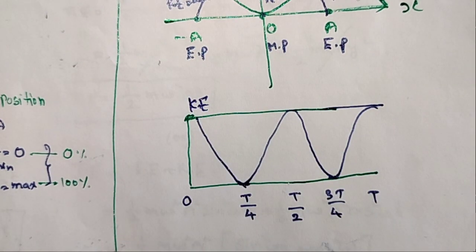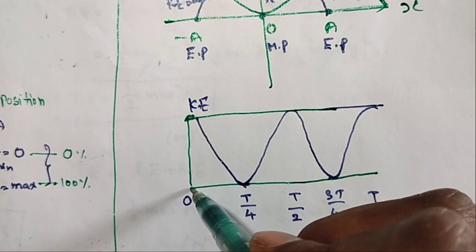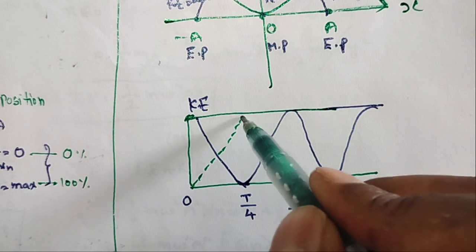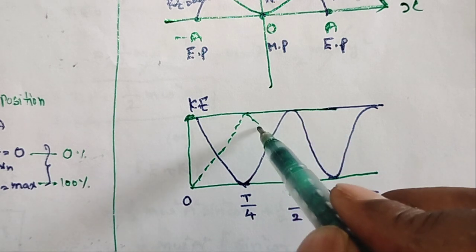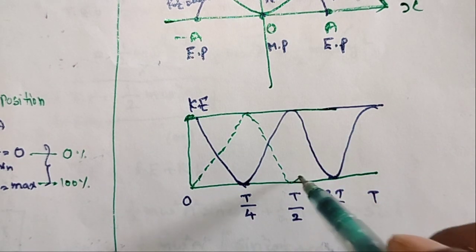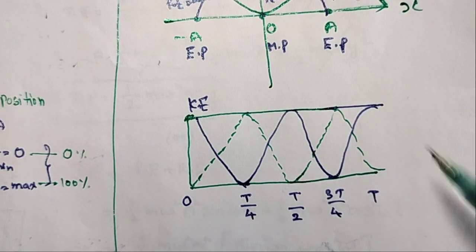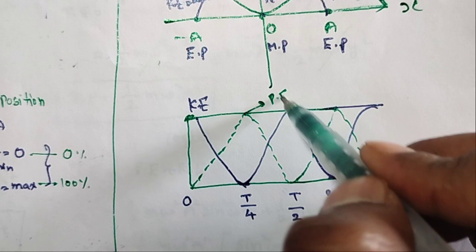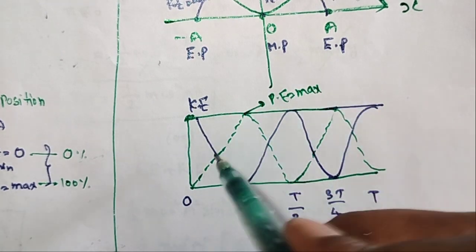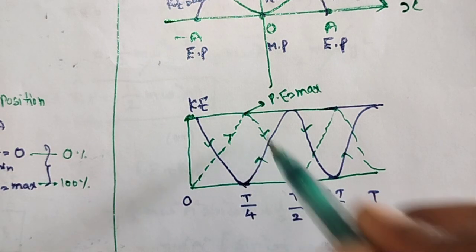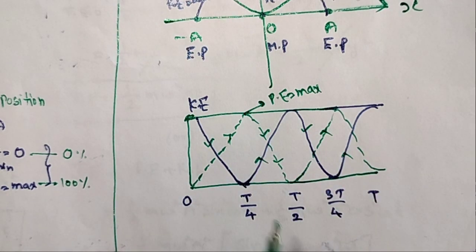And what is the potential energy graph? This is the potential energy graph. At T by 4 the potential energy is maximum, at T by 2 the potential energy is minimum. So this is the potential energy graph, and this is the kinetic energy graph.